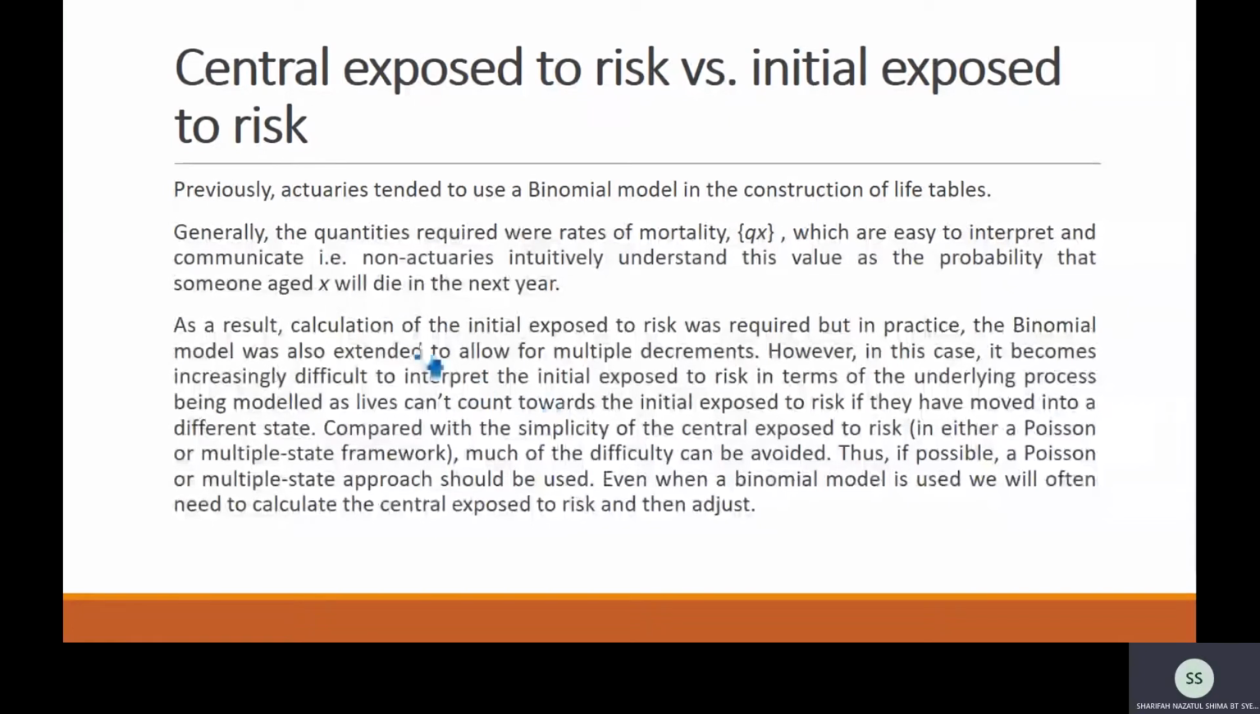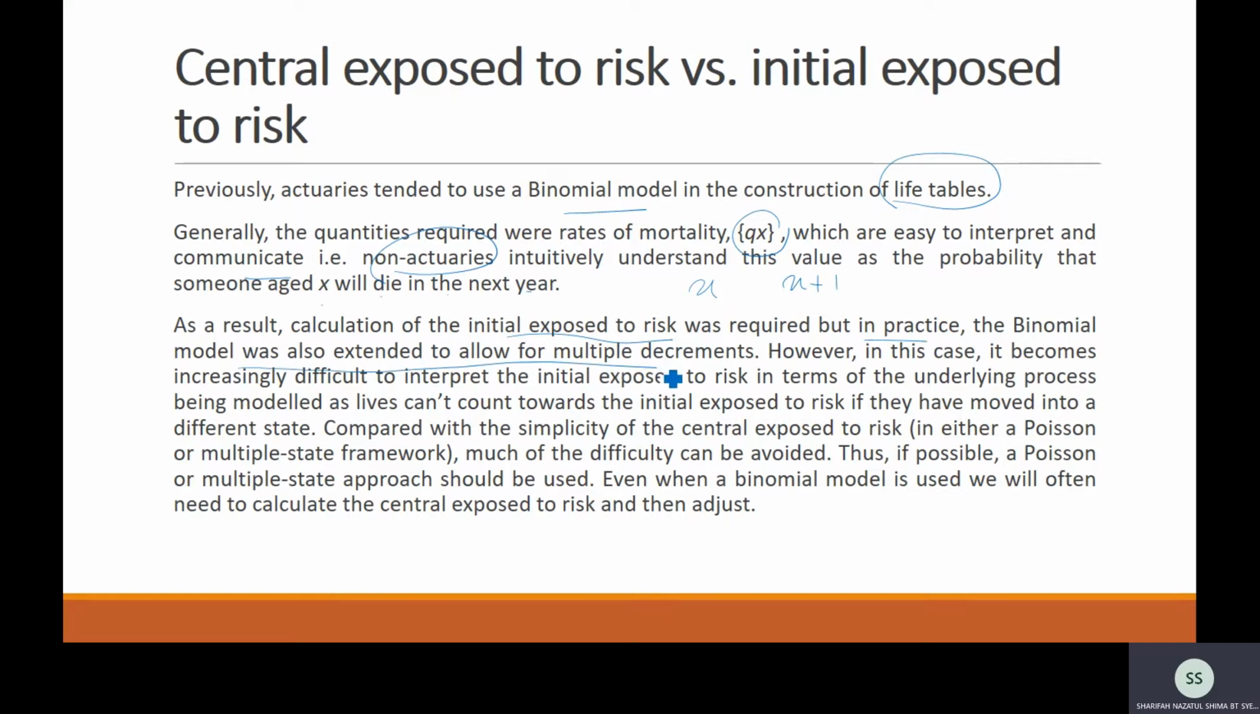Previously, actuaries tended to use binomial models to develop life tables. The quantities required were rates of mortality, q_x, which are easy to interpret and communicate to non-actuaries. They understand that q_x is the probability that a person aged x will die in the next year, that is, between age x and age x plus 1. Calculation of the initial exposed to risk was required.